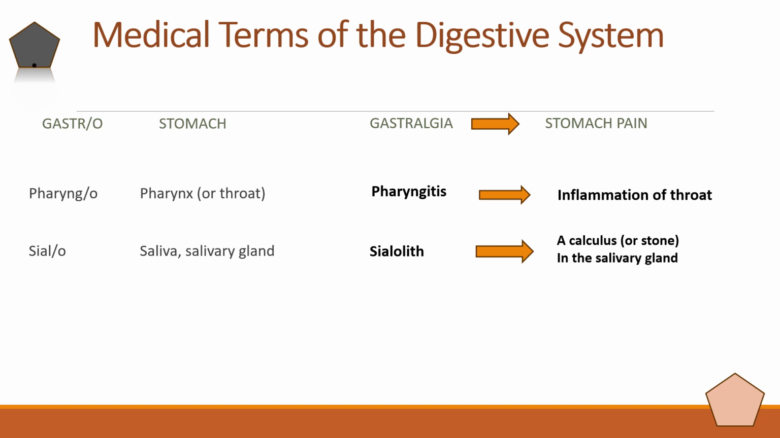Next, we have sialo. Sial means saliva or salivary gland, and using the vowel of O, you have sialo. The medical term here is sialolith. It is pronounced sialolith, and that means it's a calculus or stone in the salivary gland.